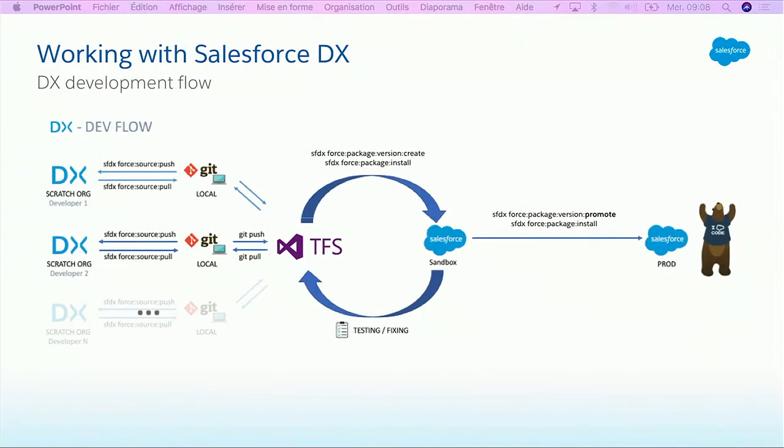So just a quick overview of how we are working with DX right now. The idea is that we are not using sandboxes anymore, at least for development. We are using TFS, where we have a Git repo, and we use it for continuous integration and deployment. Every developer will just get the source code from the repo, create a scratch org on the fly, let's say on Monday morning, and start working on it.